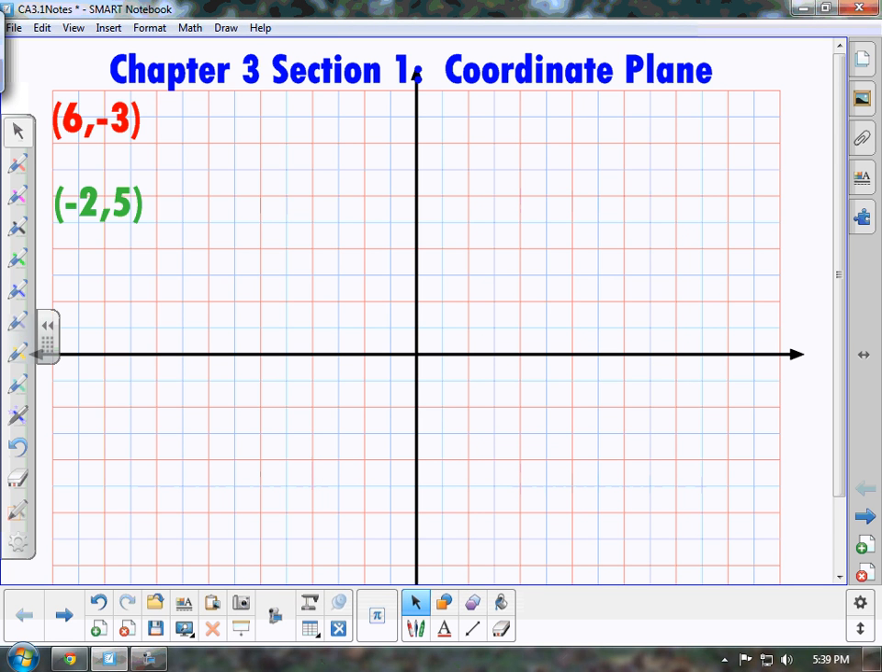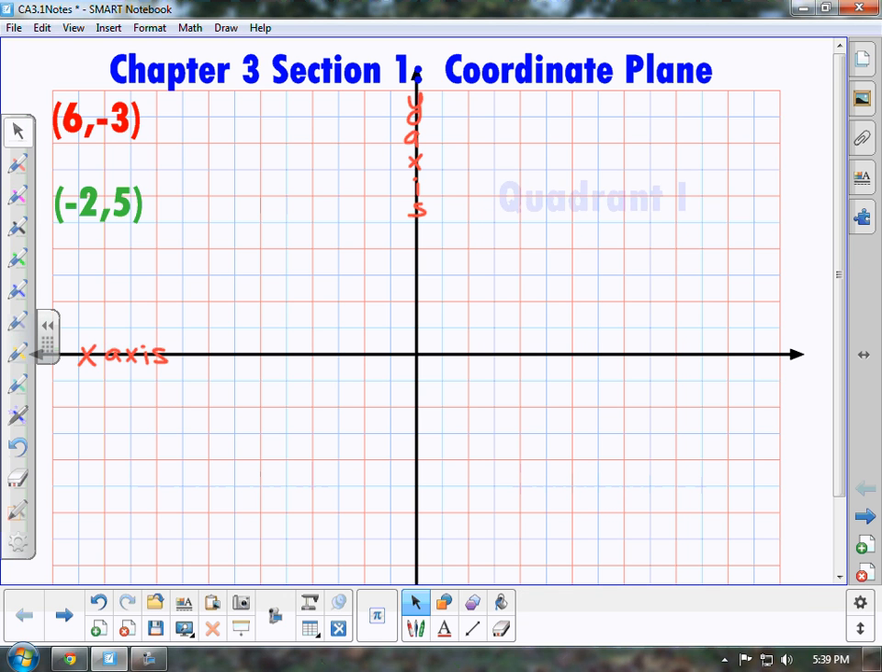All right, Chapter 3, Section 1 deals with the coordinate plane and some other things associated with the coordinate plane. First thing you have to understand, this is the x-axis. This would be your y-axis, which divides your coordinate plane up into 4 quadrants.